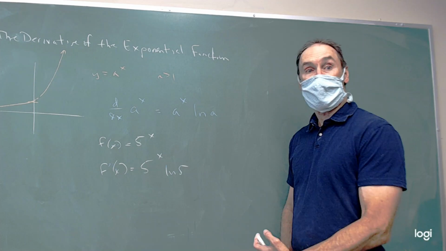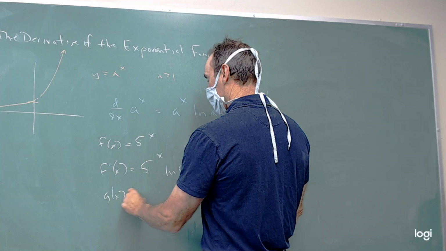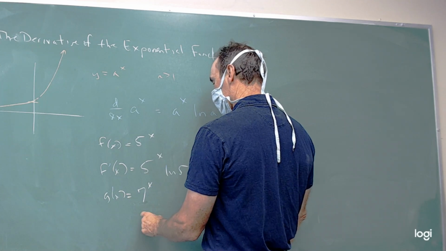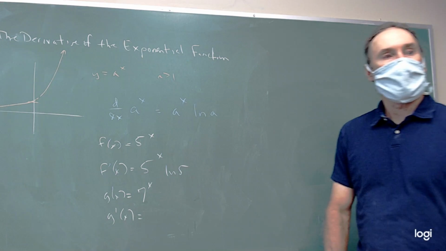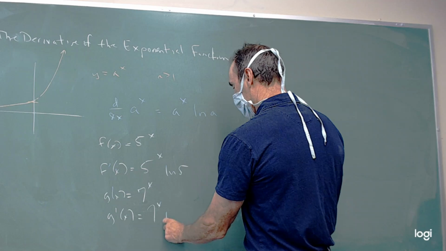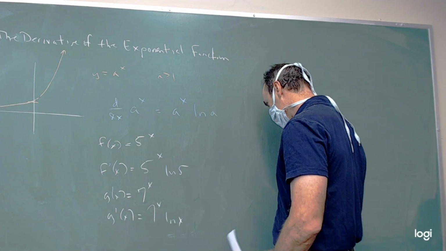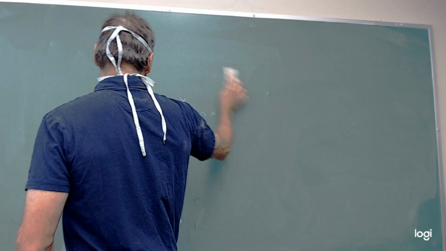Okay, well this isn't our favorite derivative yet. If we say g of x is 7 to the x, then g prime of x is going to be 7 to the x times the natural log of 7. Okay, you ready for it? Here's going to be our new favorite derivative.